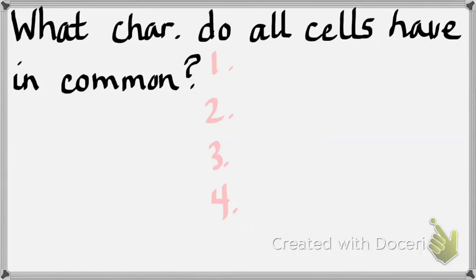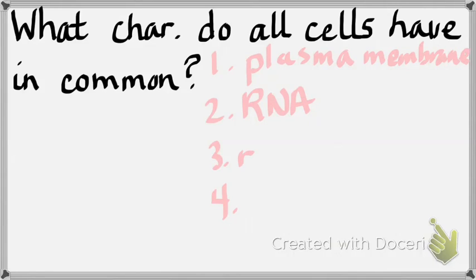All right, I want four things all cells have in common. Who told me that? Alessandra, that's good. Plasma membrane. We were talking about that in detail today. The plasma membrane. What else? RNA. What else? Ribosomes. What else? DNA. I think we made this list our first day together, didn't we? This says plasma membrane, RNA, ribosomes, DNA.